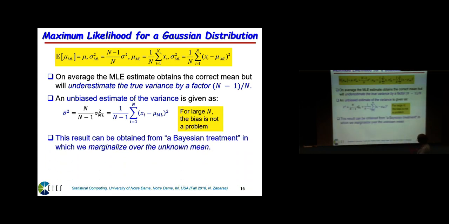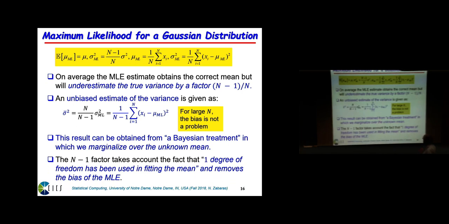Actually, in my longer version of these slides, I have an extremely nice pictorial that shows how you can go wrong with two data points in estimating a Gaussian, okay? And so I'm going to bring this picture in a forthcoming lecture so that you can convince yourselves how important this can be.